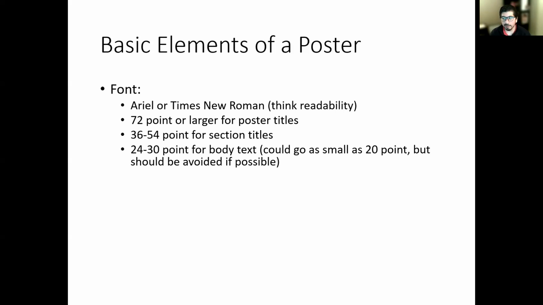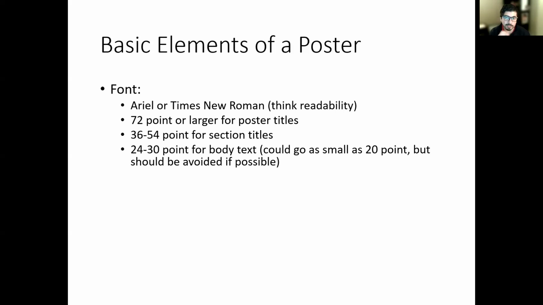If you happen to have a really long title to your poster, you might need to make it a little bit smaller, but you really want that title of your poster to stand out, because that's really what people are going to look at first, and then they're going to start looking through the poster itself. So you want to make sure that title is as large as it can possibly be. For your section titles, so this would be like, you have an abstract, an introduction, conclusions, references, those kinds of things. Those would be between 36 and 54 point.